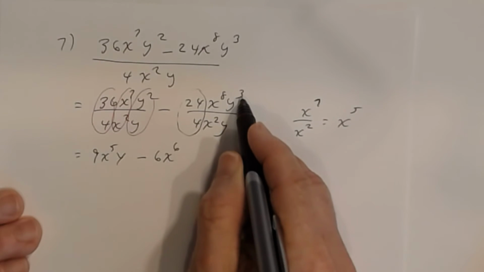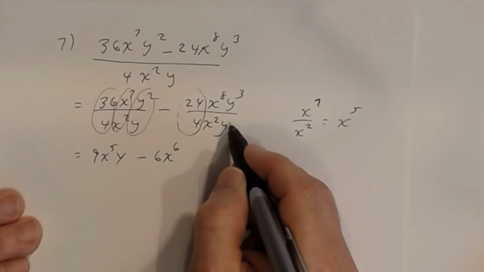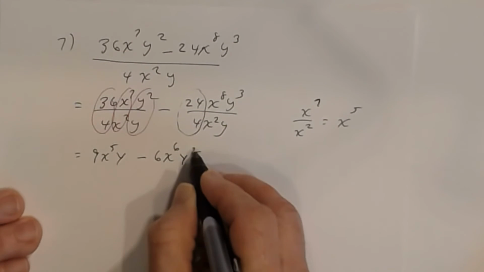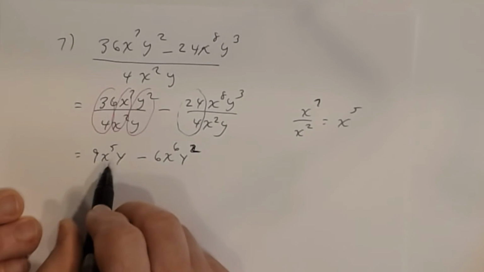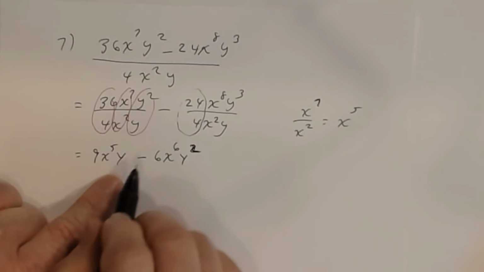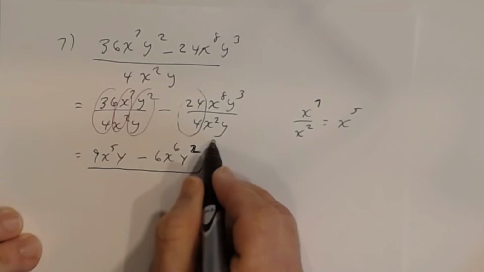Over here, y cubed divided by 1, that's a 1 here. So that's 2, right? Y cubed divided by y is y squared. And there's your answer. Those are not like terms, because first of all, if you notice the x's, they have different exponents. And the same thing for the y's. So that's your answer. You're done.